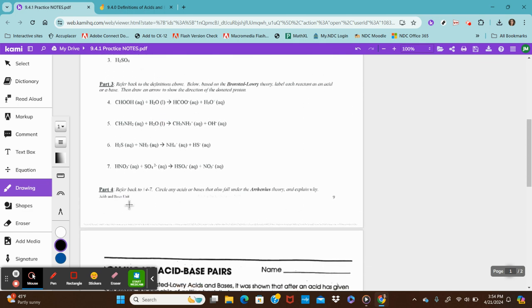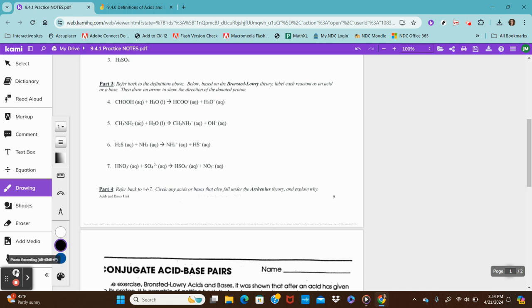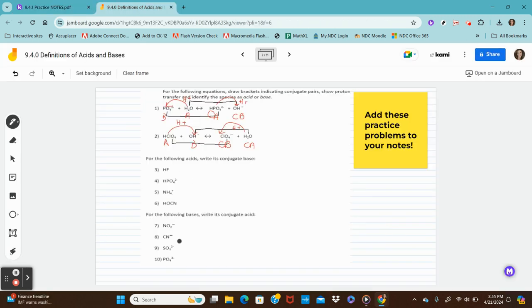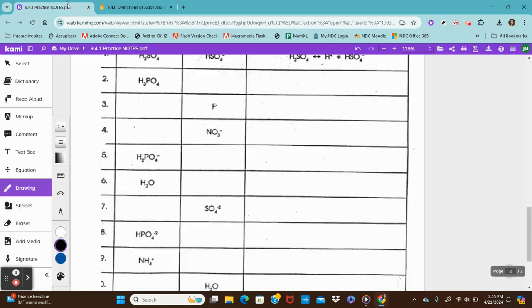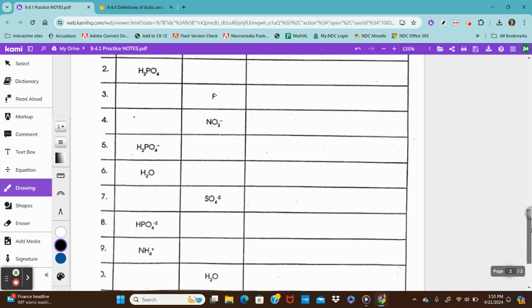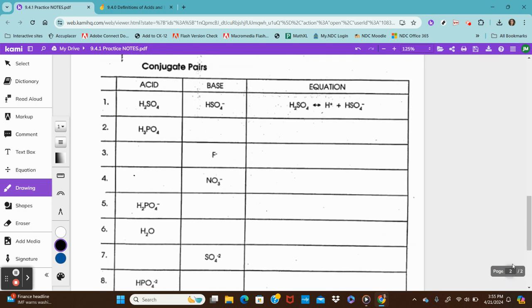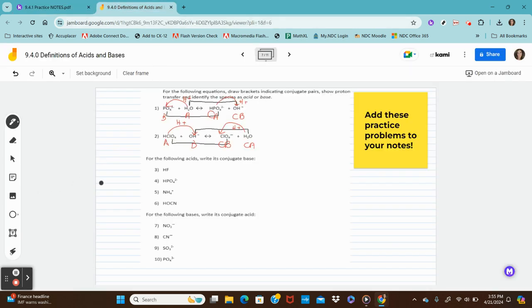this part 3. All right, the second part here, we're going to just figure out the conjugate acids and bases. This is very similar to the backside of the second page of your practice for 941. So there is an example, but I'll do some more for you.